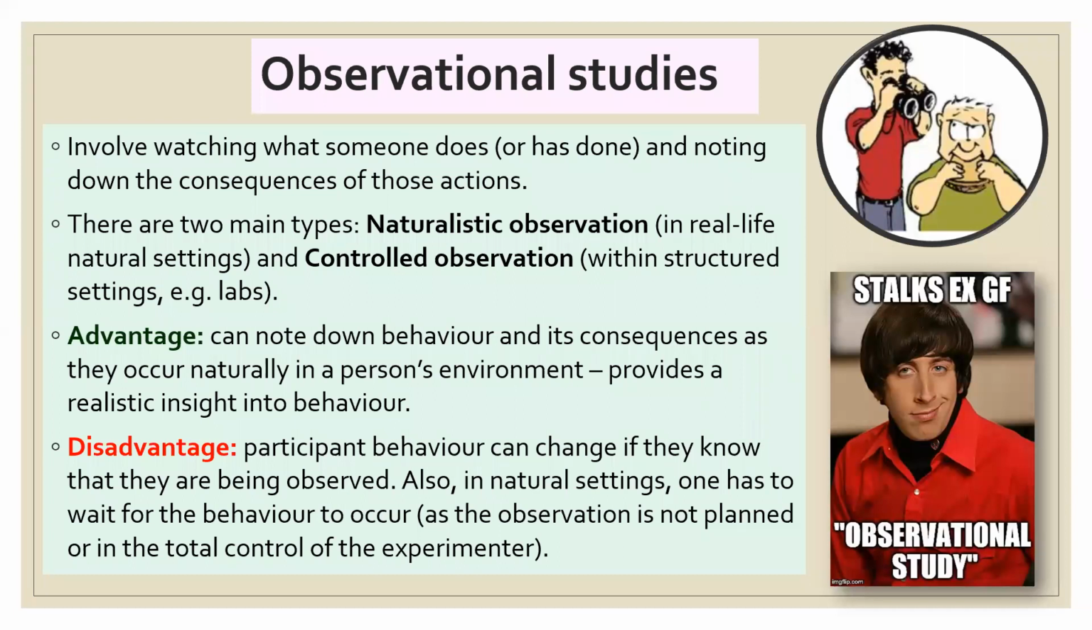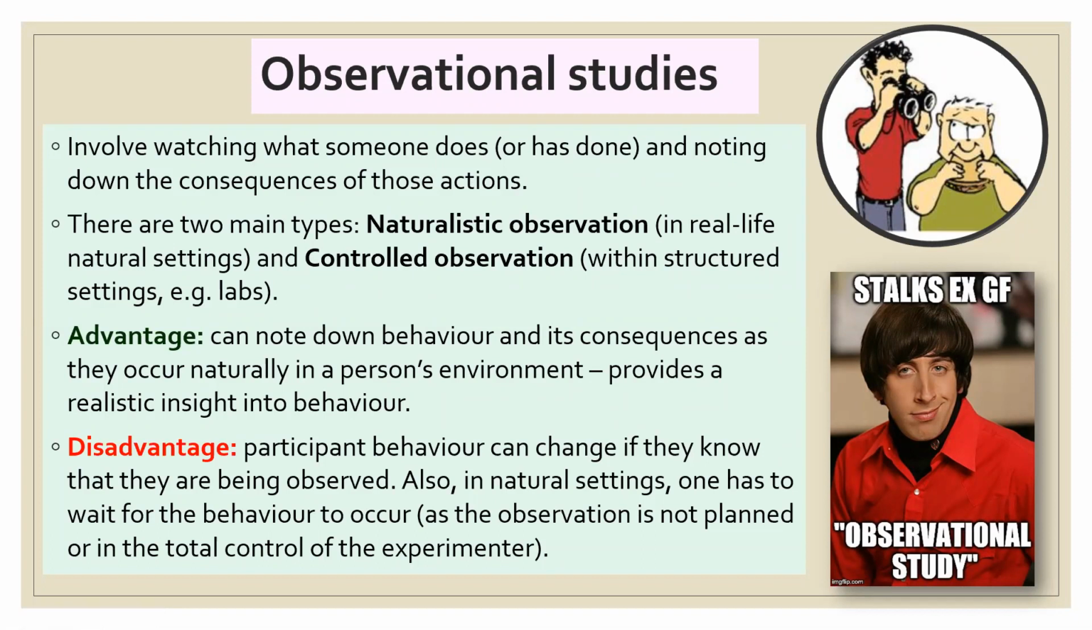Observational studies. So observational studies are obviously observing somebody doing something and then noting down the consequences of those actions. So this should be familiar to you from when we did observational learning in chapter 5. Okay, it's not just a simple case of monkey see, monkey do. It's more like monkey sees what happens to the person who did what they did, and then monkey do. Okay, so you always note down the consequences of the actions that you've observed before you do them yourself.